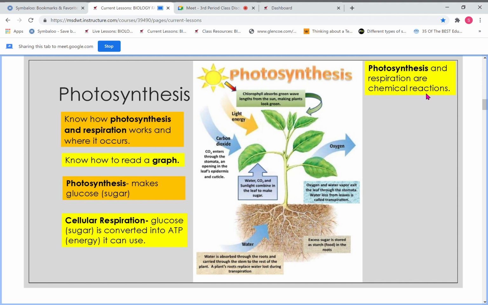Photosynthesis and respiration are chemical reactions. We'll talk about that in just a second. So, in photosynthesis, we have light, which creates the chemical reaction. Without it, nothing would ever happen. The carbon dioxide is taken up through the stomas in the leaves, which are the tiny holes on the undersides of the leaves. It takes up the water through the roots.